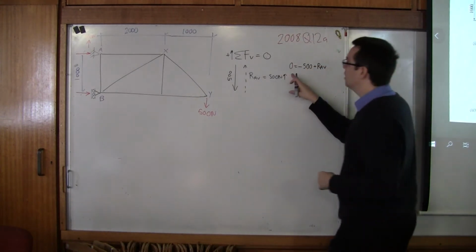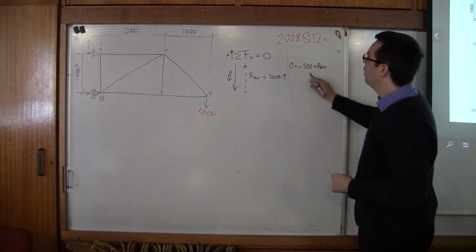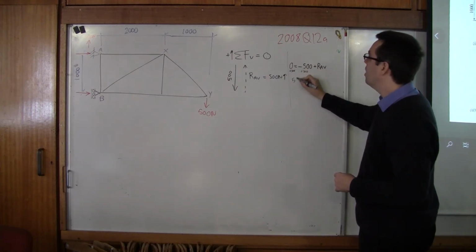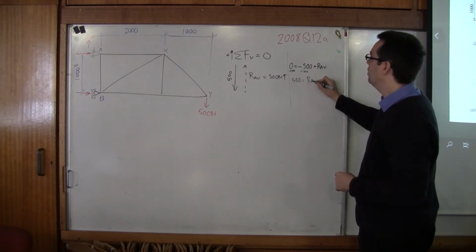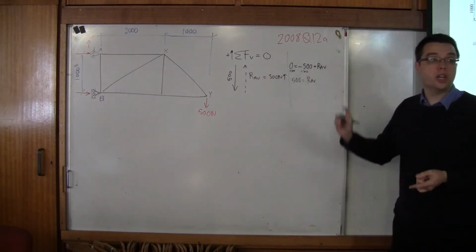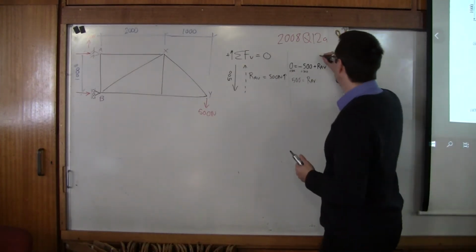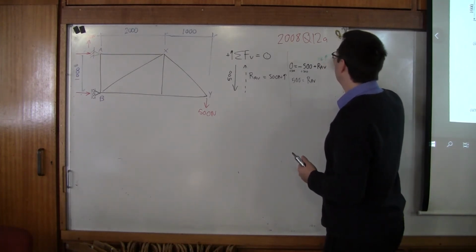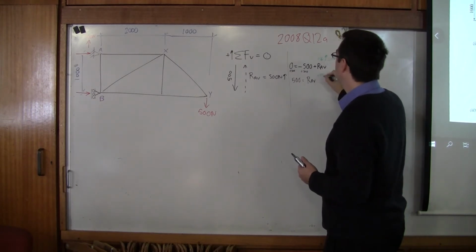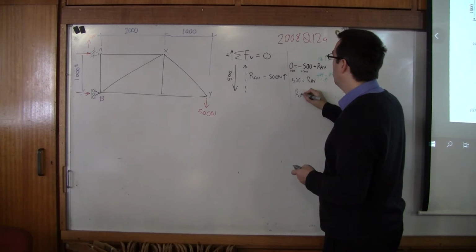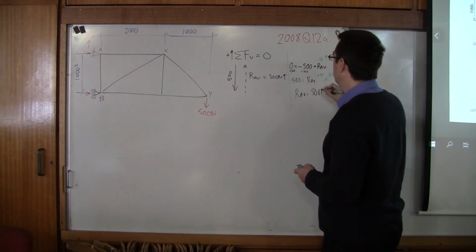What happens is when I then take this equation and rewrite it, I have to add 500 to both sides. I get 500 equals RAV. Now my assumption was that RAV was up, right? I assumed it was up, therefore positive. It was positive, therefore my assumption was okay, therefore it's up. So I write RAV equals 500 newtons up.